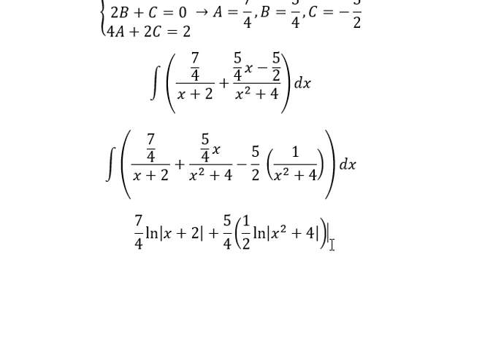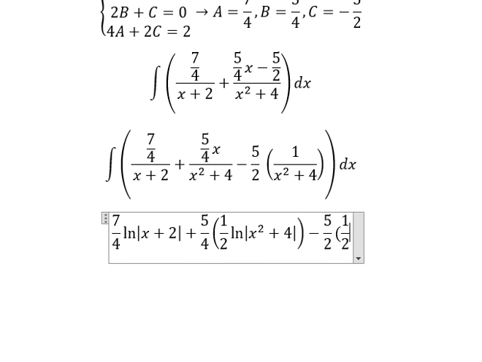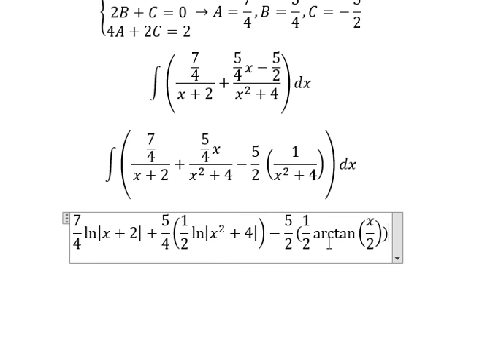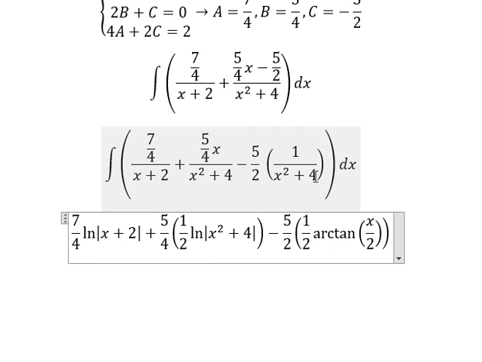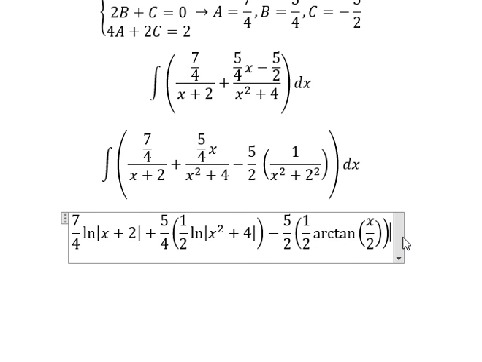And the last one, that is about 1 over 2 arctan of s over 2. So 2 in here, that's from the 2 from here. And I will put plus C.